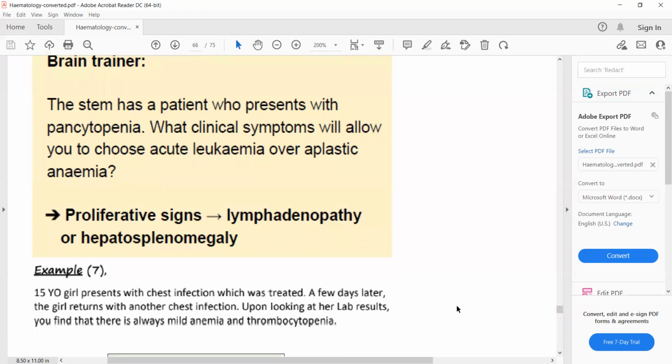So a 15-year-old girl presents with chest infection which was treated. A few days later, the girl returns with another chest infection. Upon looking at her labs, you find that there is mild anemia and thrombocytopenia. So how will you confirm your diagnosis in this patient?